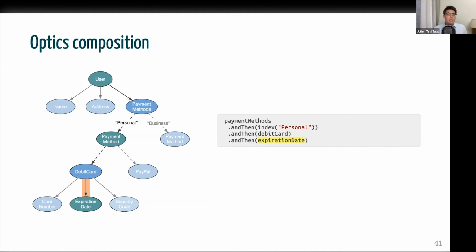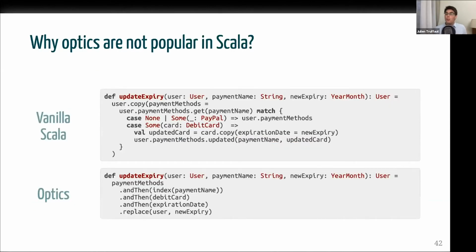So now the main question is, why are optics not popular in Scala? Because here I put on the screen the vanilla Scala implementation of update expiry and the optics implementation. I know I'm biased, but I would say that the optics implementation is much nicer. Of course, you need to know about optics and a bit of the API. But once you have done this, the API is quite clear. You define a path within your data structure, and then you call replace to update the expiry, while the vanilla Scala implementation is very much lower level.